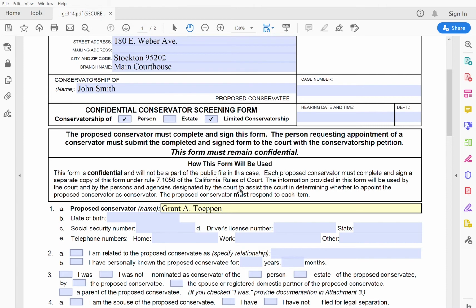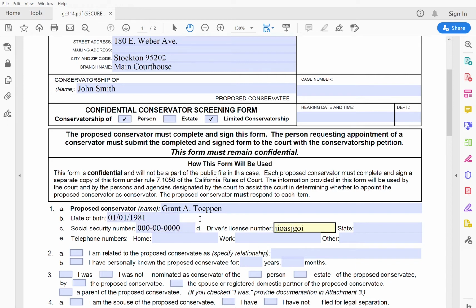Toeppen, date of birth. I'm just going to make up my date of birth. I don't think anyone needs to know that. Social security number, I'm just going to make that up. Driver's license number, blah. State, California. Telephone number, I'll put my office number here. Of course, fill this all out correctly for you.